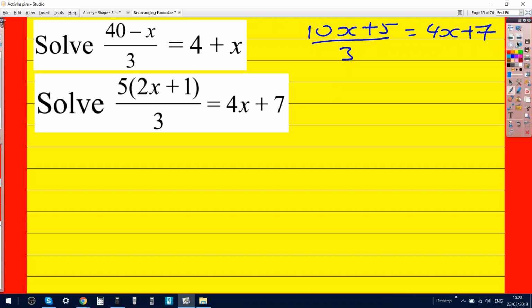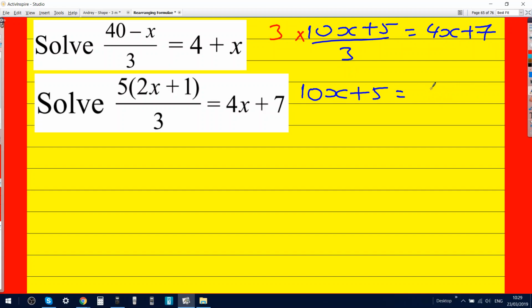Well, if you multiply this by 3, it'd be 30x plus 15. And then if you divided that by 3, you would get 10x plus 5. It would be like if it was minus 3 and you did plus 3. Divided by 3 times 3, get rid of it.